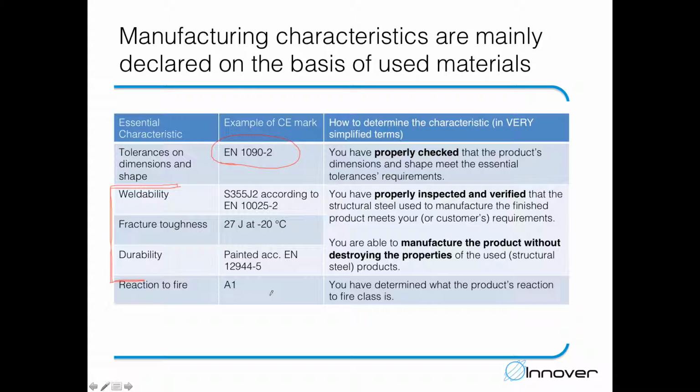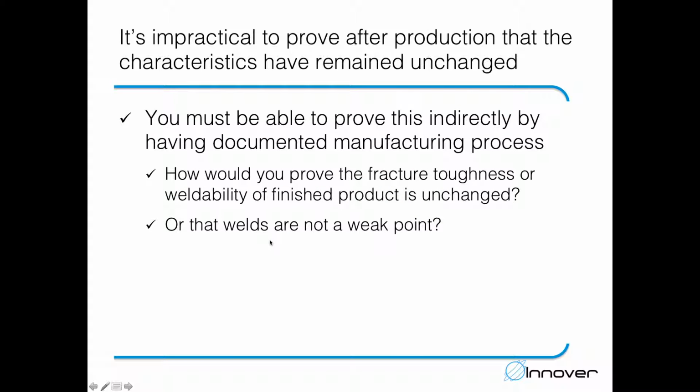if you don't actually control the manufacturing process. So you cannot just say that, okay, we did actually use S355J2 to manufacture the product, but this is not sufficient proof for the CE marking, because you are still able to destroy the product during the manufacturing. So it actually doesn't have the characteristics of S355J2, especially in terms of fracture toughness. So it is basically impractical to prove after the production that the characteristics have remained unchanged.